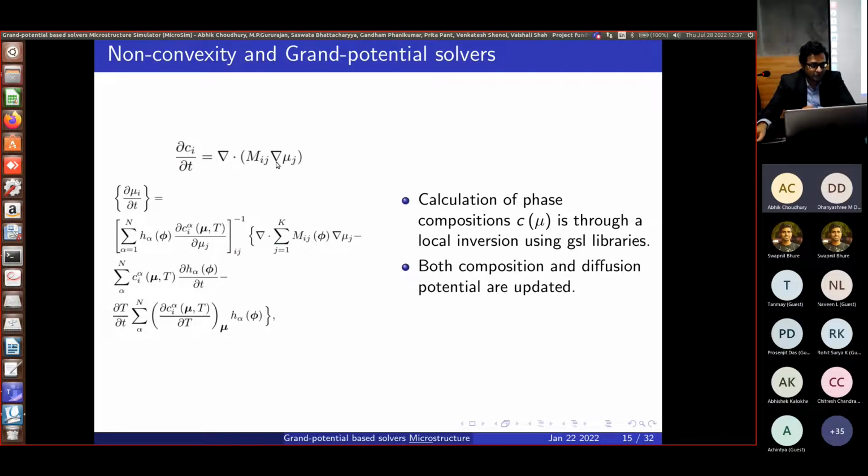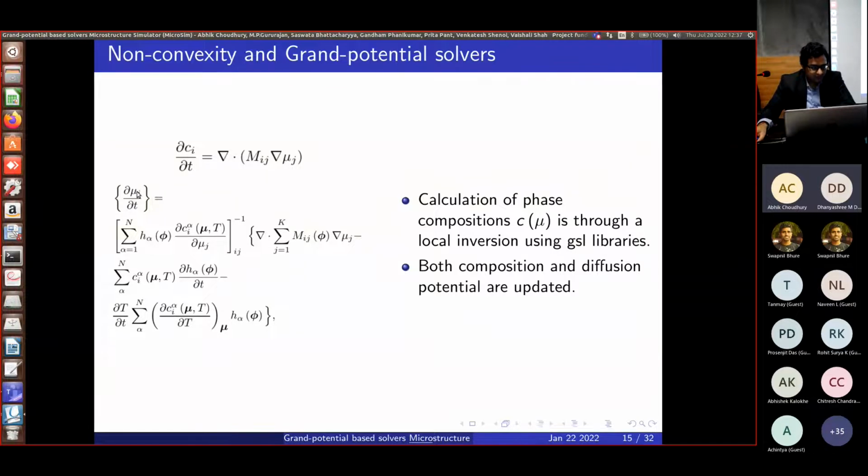So even functions which are non-convex, that is thermodynamic functions which are non-convex, are possible to be incorporated into our solver. Okay, so I will show you examples of this. So the way we do it, we solve both the composition and the mu update, and this is a little bit different from how the KKS update is done.